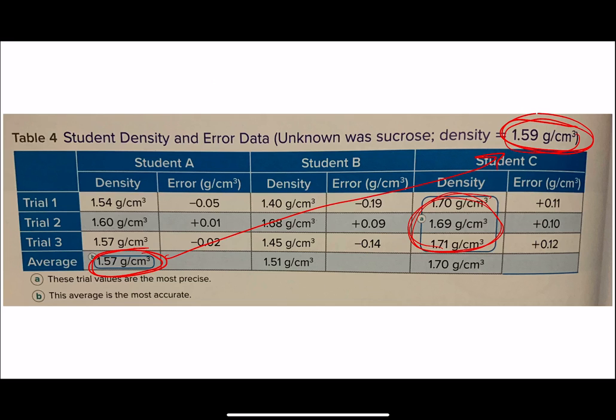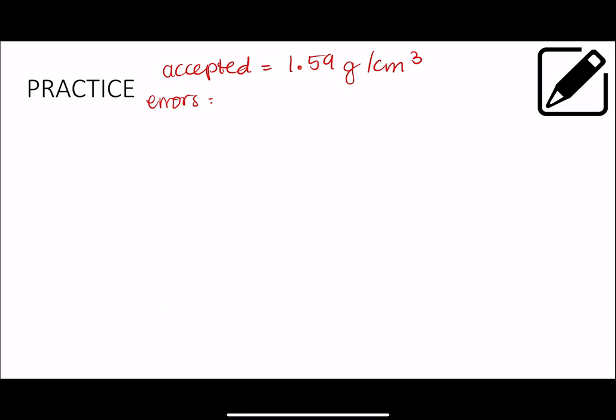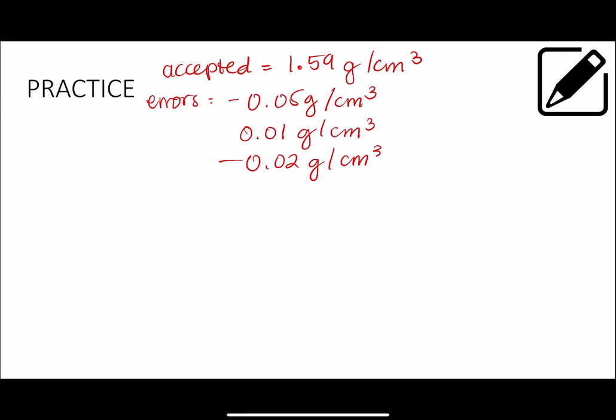I just want to write this out again, but the accepted value was 1.59 grams per centimeter cubed, right? And then the errors, and I'm just looking at the first student here, right? So the errors were negative 0.05 grams, 0.01. So these are 3 different errors that we're going to turn into percent errors. Okay, so hopefully you remember the equation.